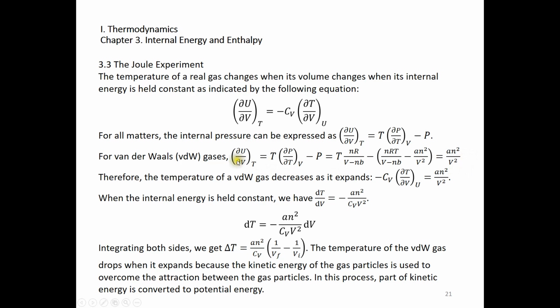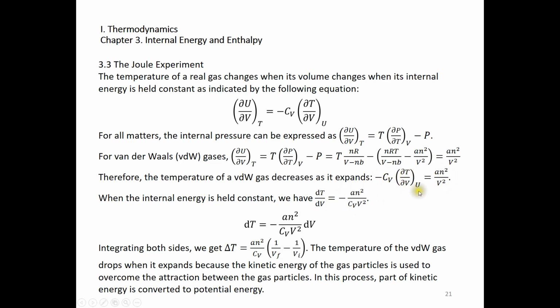Now let's use this expression from the van der Waals equation. We just plug this in, an squared over V squared here. So negative C sub V times delta T over delta V is equal to a n squared over V squared. When the internal energy is held constant, we have simply dT over dV equal to negative a n squared over C_V times V squared. This equation comes from the previous one, with both sides divided by C sub V.